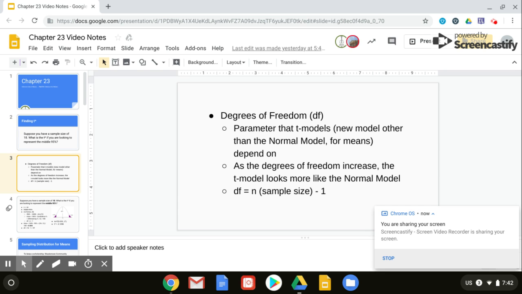So here we need to take a look at the degrees of freedom, the parameter that t-models, other than the normal model for means, depend on. To find the degrees of freedom, you take the sample size, n, and subtract 1 from it. So if you have a sample size of 18, the degrees of freedom would be 17.